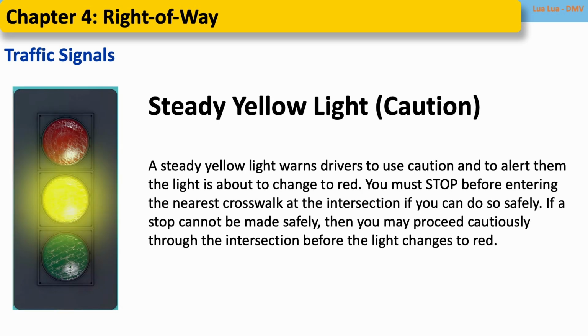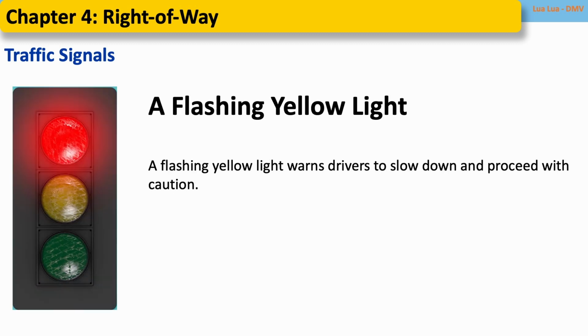Steady yellow light. Caution. A steady yellow light warns drivers to use caution and alerts them that the light is about to change to red. You must stop before entering the nearest crosswalk at the intersection if you can do so safely. If a stop cannot be made safely, then you may proceed cautiously through the intersection before the light changes to red.